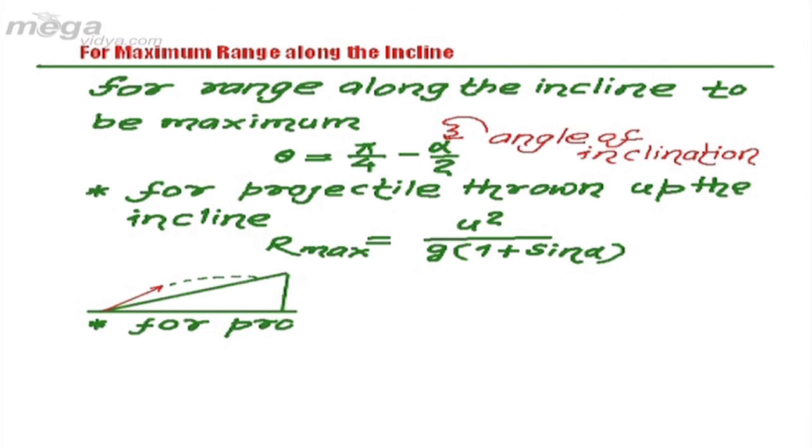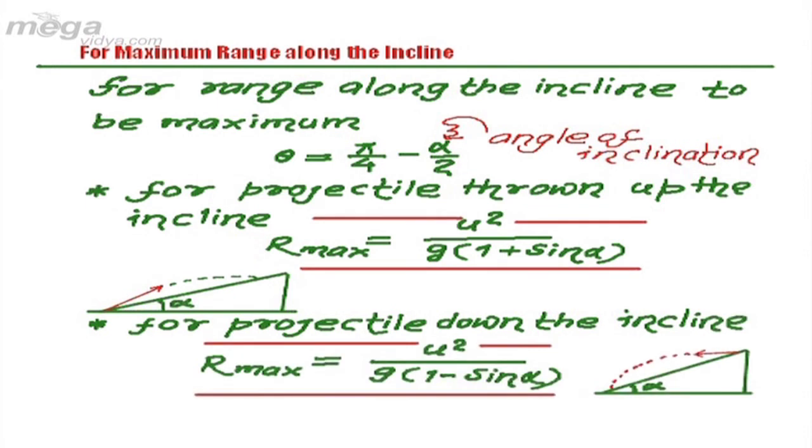For projectile down the incline, so for a projectile thrown up the incline, R maximum is equal to u square upon g 1 plus sine alpha, where alpha is the angle of inclination of the inclined plane. And for a projectile thrown down the incline, from up the incline towards the down, this maximum range becomes u square upon g 1 minus sine alpha.